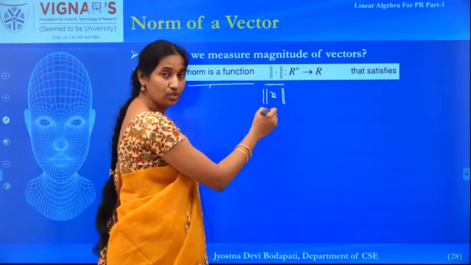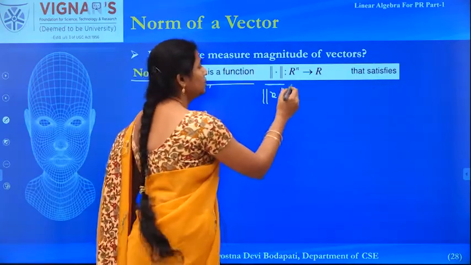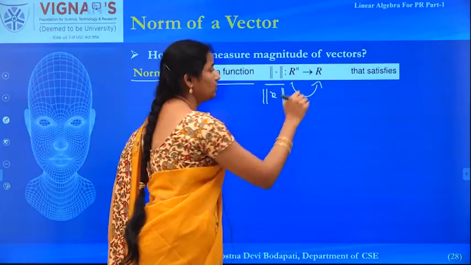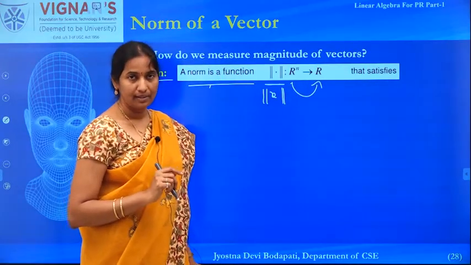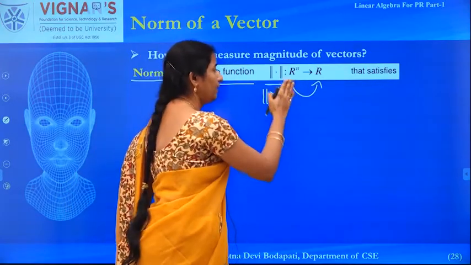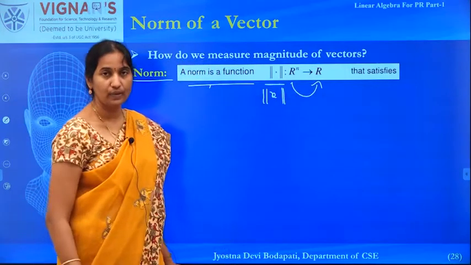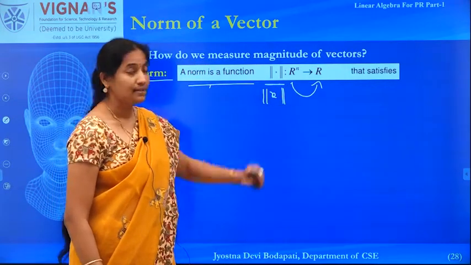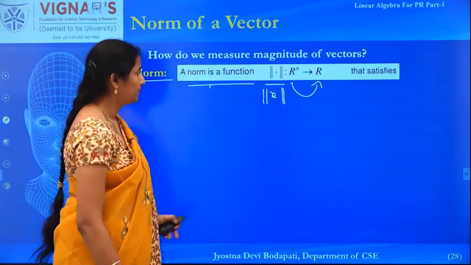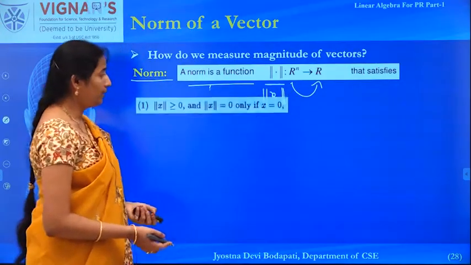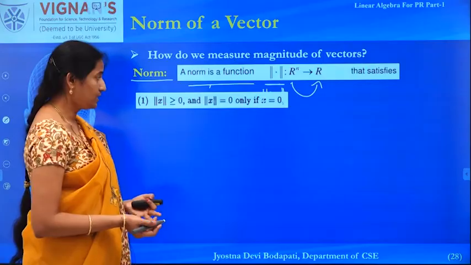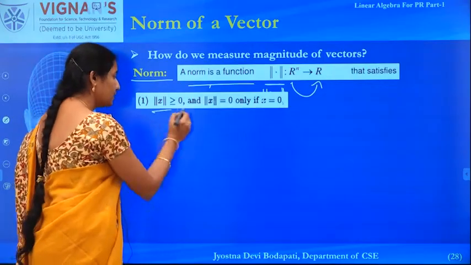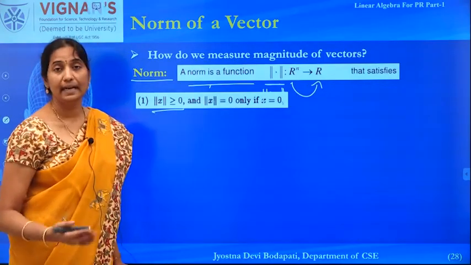Now you can consider it as a function. What the norm function is doing is converting your n-dimensional features to a scalar. It is a kind of mapping from n-dimensional feature space to a scalar. That is what the norm is, and the norm has to satisfy certain properties. The properties are: the norm of a vector should always be greater than or equal to 0.